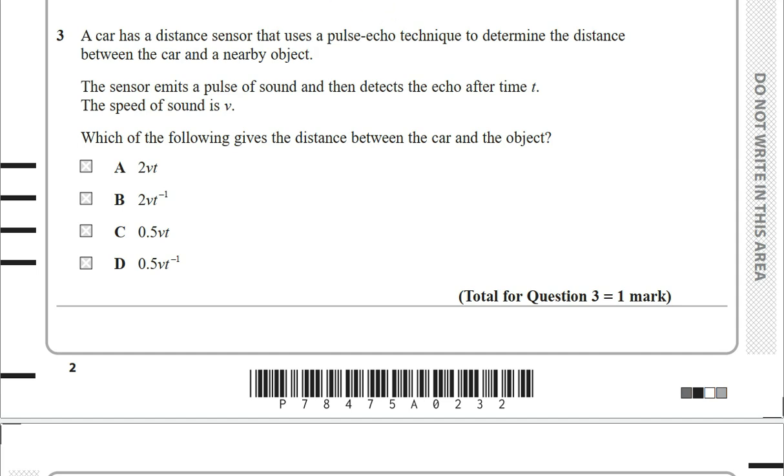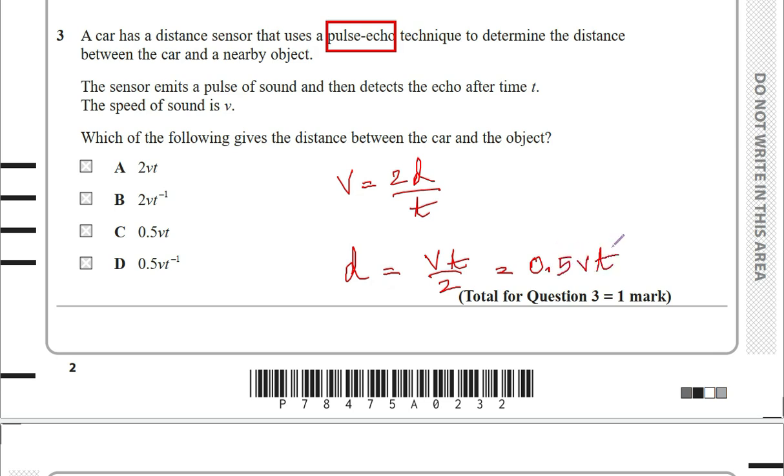The moment you come across pulse echo, the equation that should pop up in your head is v equals 2d by t. Why do you have 2d here? Because the pulse travels twice the distance, back and forth, the echo. It travels a distance, and it reflects back. So the distance traveled by the pulse is twice d. You make d the subject of the equation. d would be equal to vt divided by 2, which is the same thing as 0.5 vt. The answer should be C.